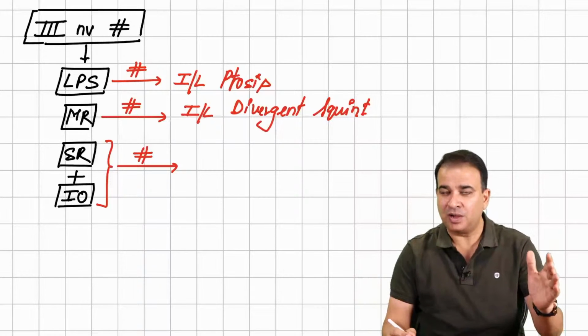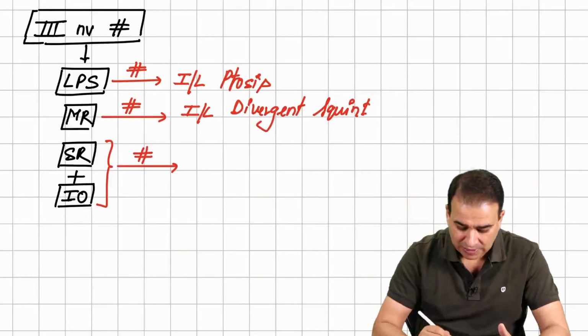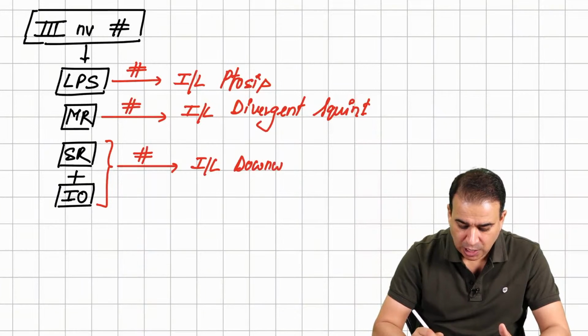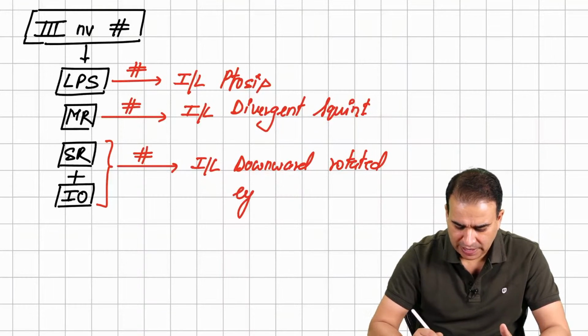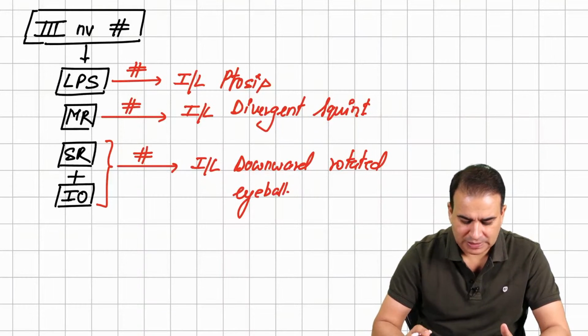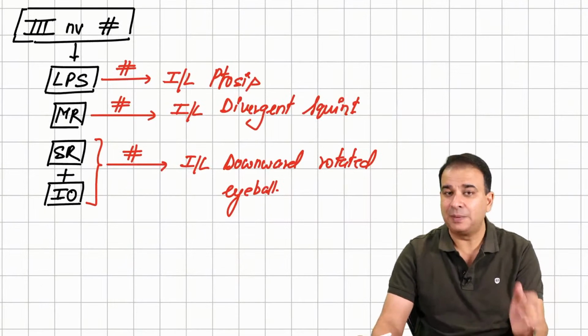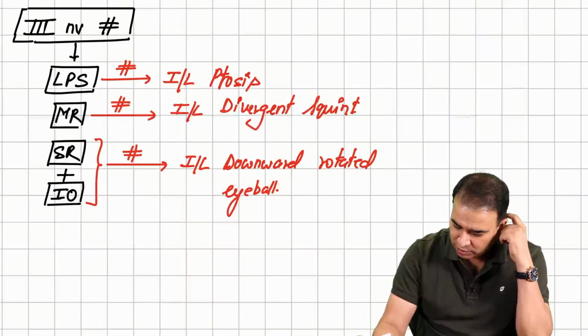If both superior rectus and inferior oblique are not working, that will cause ipsilateral downward rotated eyeball or depressed eyeball.